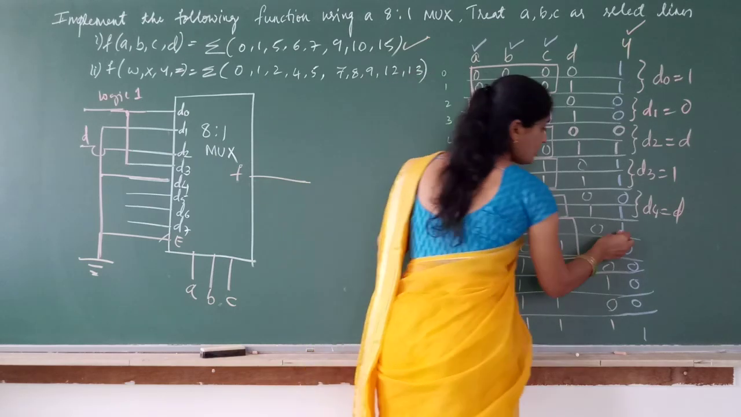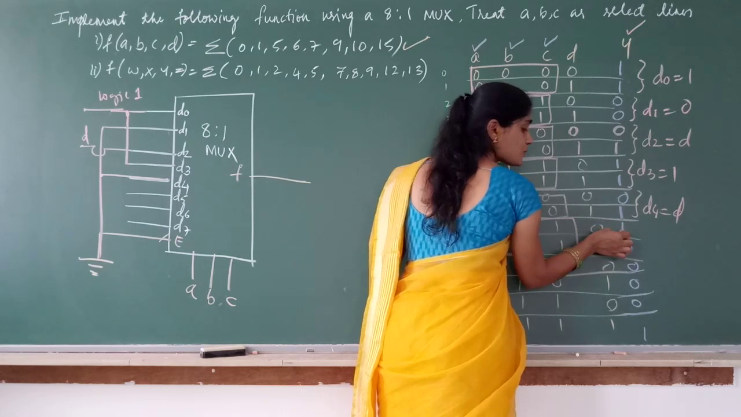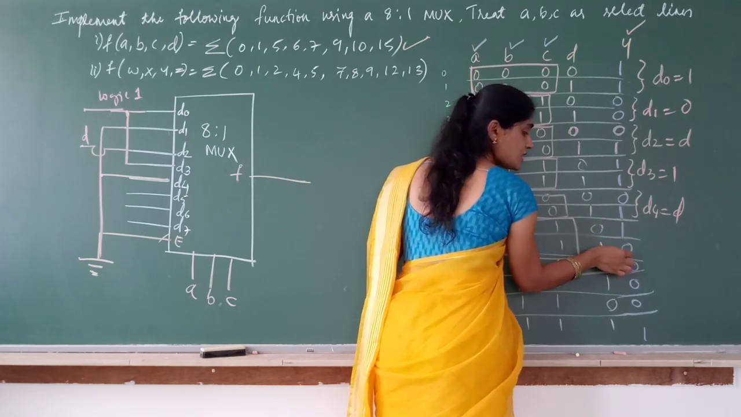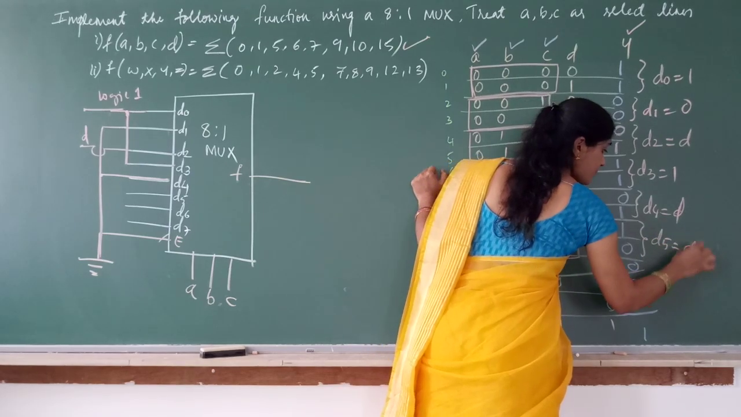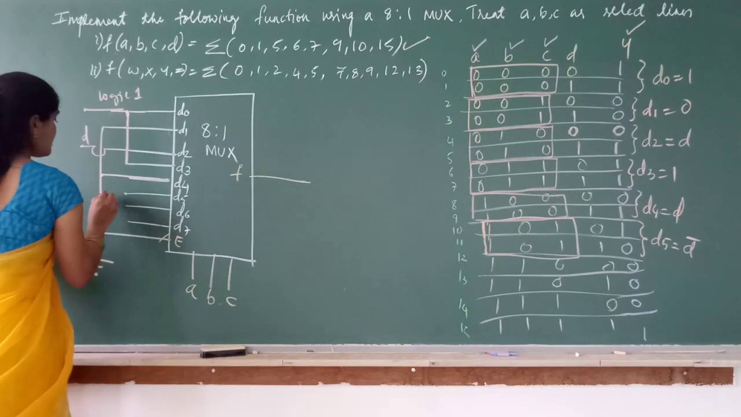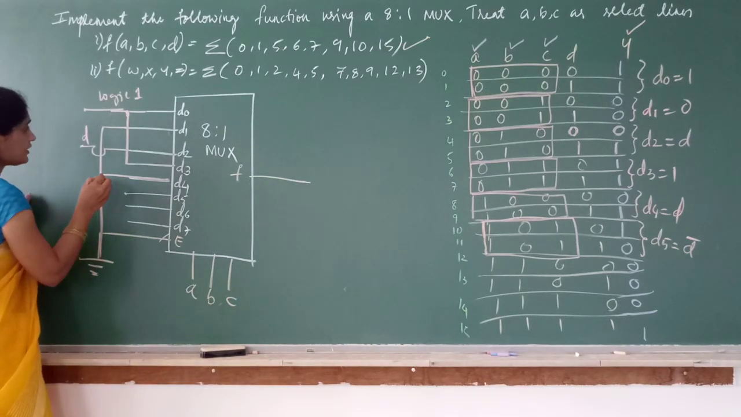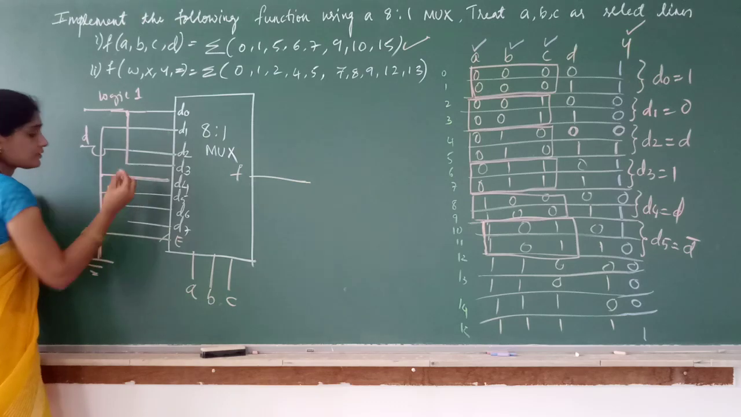Next. 1, 0, 1. Output is 1, 0. Compare it with D. Output is 1 when D is 0. Output is 0 when D is 1. So, D5 is what? D bar. Correct? So we have D here. Where is D? D is this. So, connect that to a NOT gate. So, that will be our D bar.